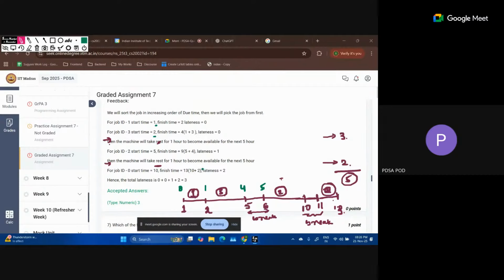The start time here was supposed to be 0, I think. Start time was 5. 5 plus 4 hours gives us 9. Then 9 plus 1 hour of rest is 10. Then we have 2 hours, which gives us 12. So the lateness will become 1 plus 2 equals 3. If you start from time point 0, then it is coming as 3.